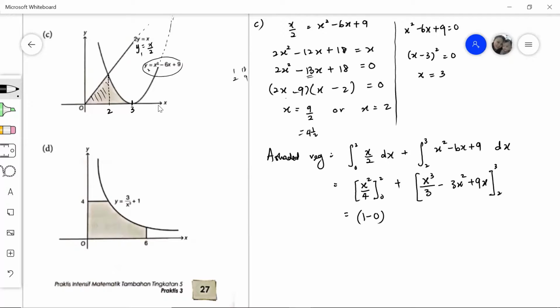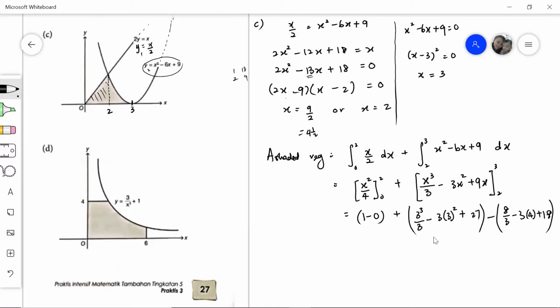Okay. Next, substitute this part. We put the 3 in. 3 cubed divided by 3, minus 3 times 3 squared, plus 9 times 3, 27, minus, when we substitute the 2 in, 2 to the power 3 is 8, and then minus 3 times 2 to the power 2, which is 4, and then plus 9 times 2, which is 18.